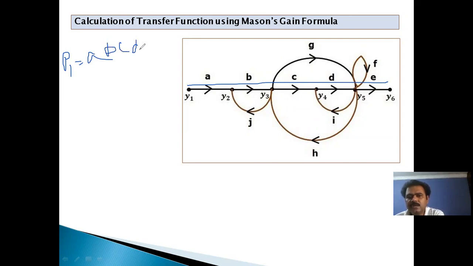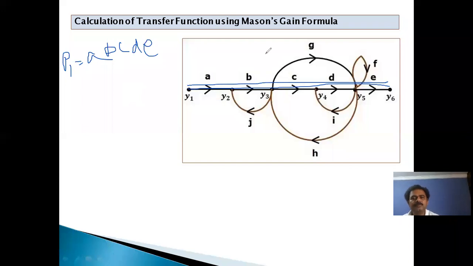of this branch, and similarly, so that is the gain of the first forward path is A into B into C into D into E. What is A, B, C, D? That is nothing but transfer functions. Otherwise, gain of this branch multiplied with this. Everything is connected in cascade. So directly we'll get the first forward path gain as A, B, C, D, E.